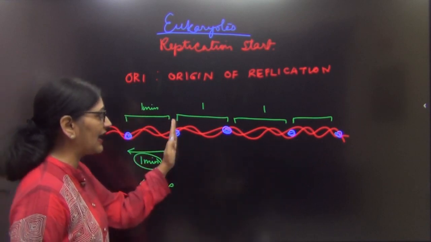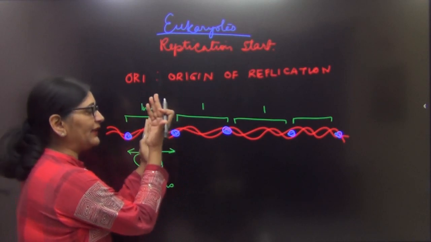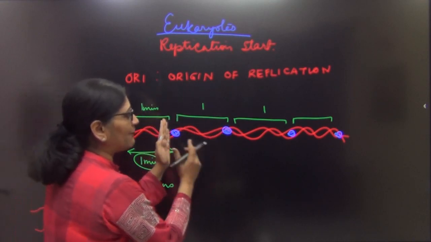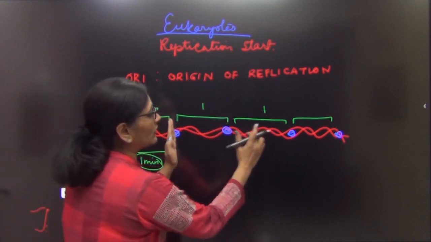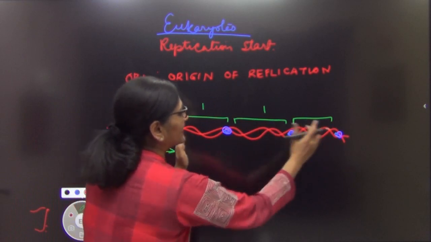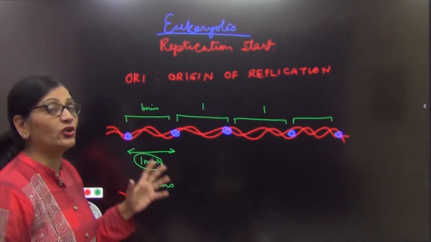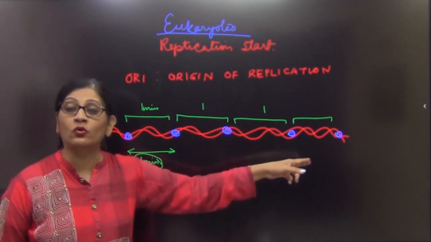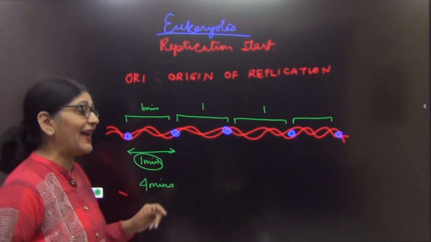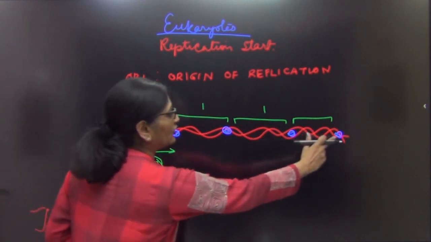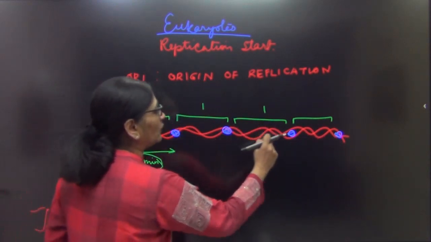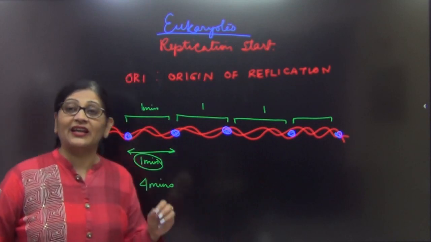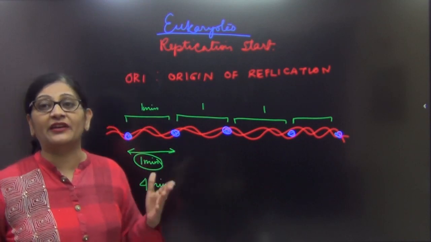जब तक हम यहाँ से यहाँ करेंगे, तब तक यहाँ से भी replication start हो चुका है, वो यहाँ से यहाँ पहुँच चुका है. That means, see, the duration has been reduced many folds. Otherwise, it would have required 4 times more for this DNA to replicate had it just started from one end and continued till the other. Having multiple ori or origin of replication, it allows the DNA to replicate at a very faster rate.